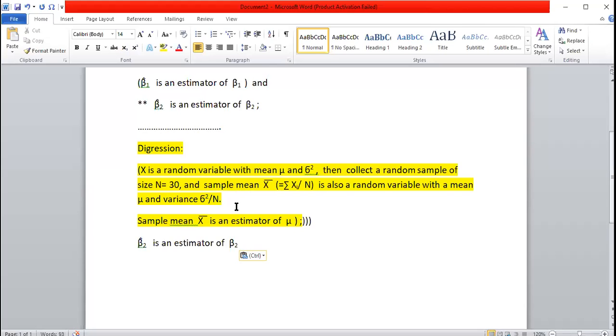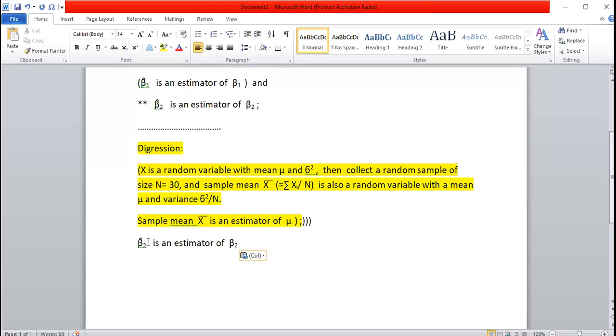No, Professor, no question. It's nothing to do with regression. It's just probability statistics, just a review, refreshing your memories. I gave a question also in the exam.